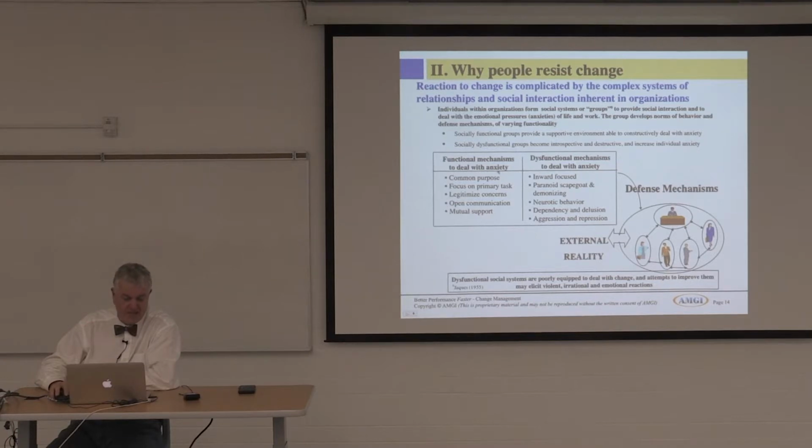Functional mechanisms to deal with the anxiety: common purpose. It doesn't mean they all agree. Focus on the primary task. Legitimize concerns. Open communication. Mutual support. And I keep saying over and over again, as the master change agent, without the CEO's sponsorship, you're history, especially in these dysfunctional, neurotic kinds of cultures, because people will turn on you. If the power structures change, they'll drop you like a stone.